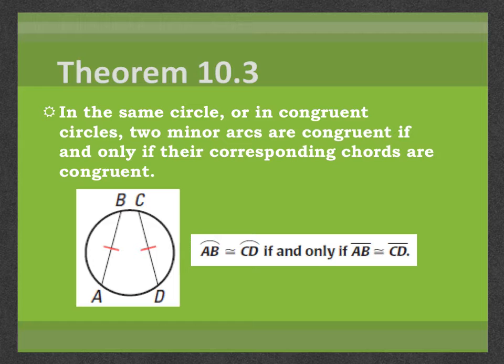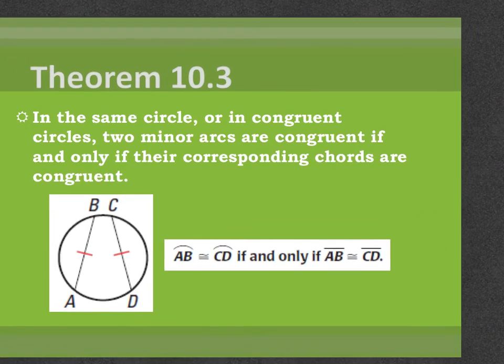So Theorem 10.3, which again, the number's not important, but what it says is that in the same circle or in congruent circles, two minor arcs are congruent if and only if their corresponding chords are congruent. So remember, the words "if and only if" mean that this can be written both forwards and back and still be true. So forwards it says if there's two minor arcs that are congruent, then the corresponding chords are congruent.